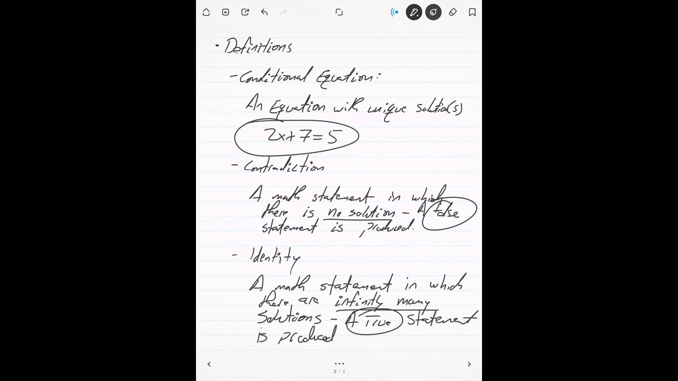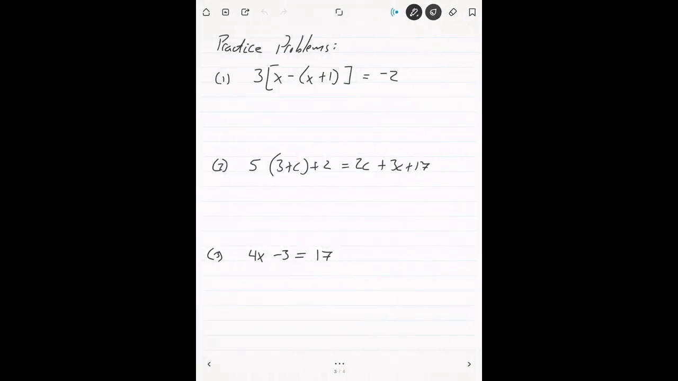But the contradiction and identity are a little weirder. Maybe it'd be helpful if we take a look at some examples. Here are 3 practice problems. What I want you to do is pause the video, take a minute to solve each of these problems, and see if you can identify which of these is a conditional equation, which of these is an identity, and which of these is a contradiction. And think about what tells you which one is which. What tells you that something's an identity? What tells you that something is a contradiction? So go ahead and give this a try.